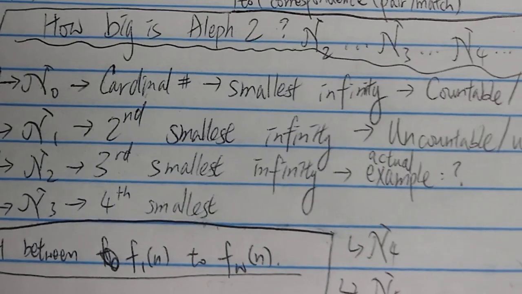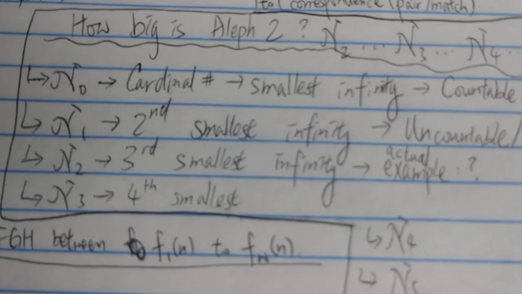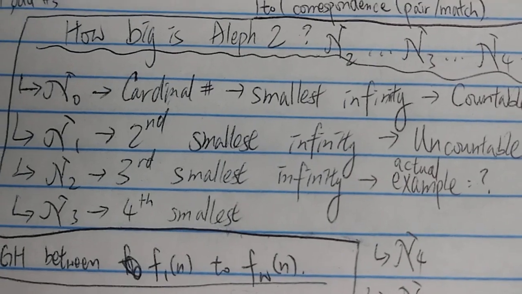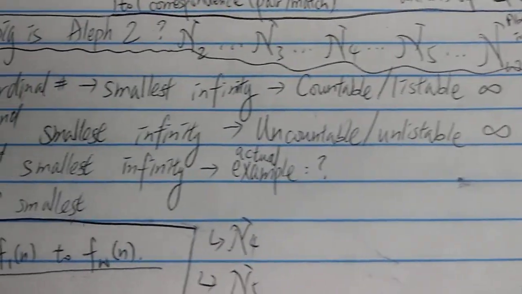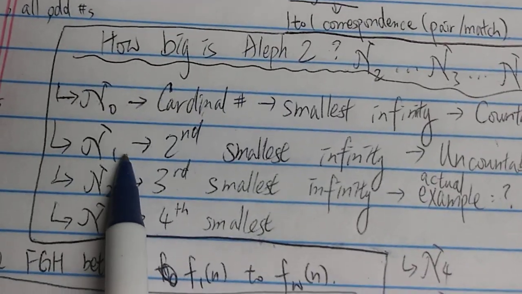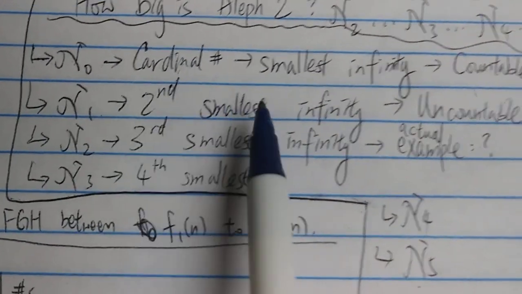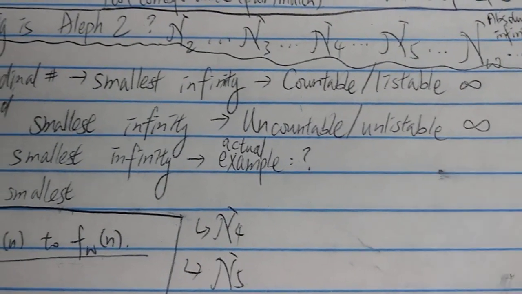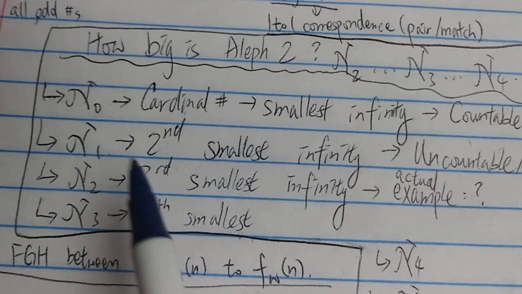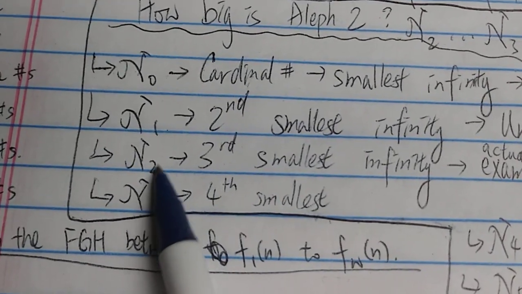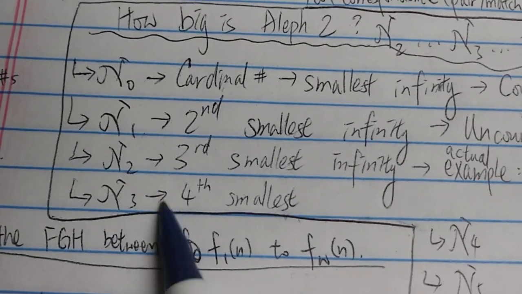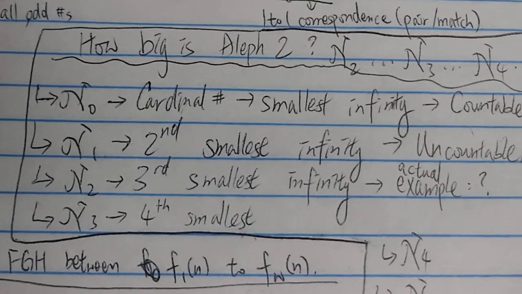It's kind of like the size of a set of things. So it's the smallest transfinite number. You can kind of treat it that way. Some people call it countable or listable infinity. And aleph 1 is, of course, the second smallest infinity, and some people call that uncountable or unlistable infinity. As you see the pattern, aleph 2 is the third smallest infinity, aleph 3 is the fourth smallest, and so on and so forth.